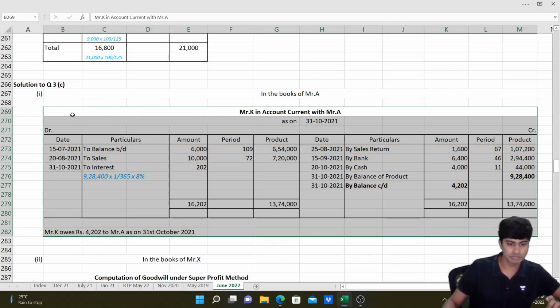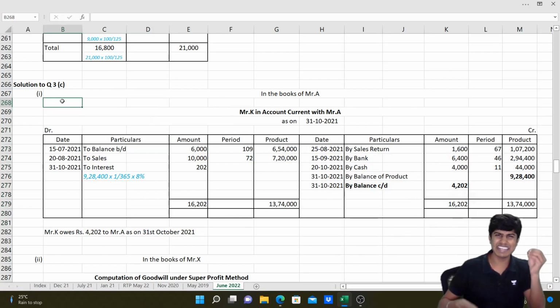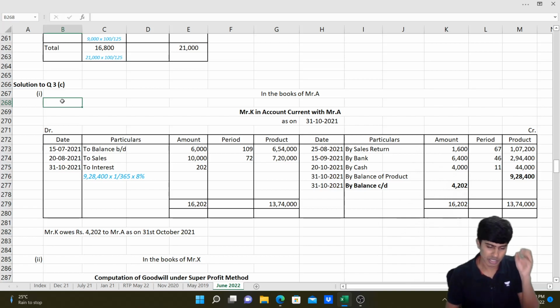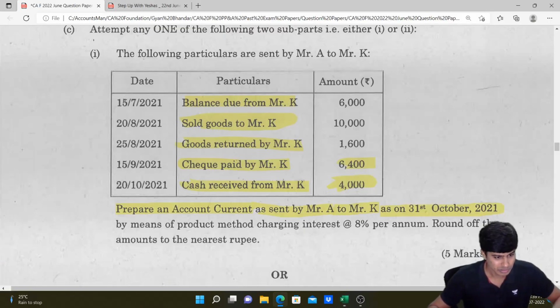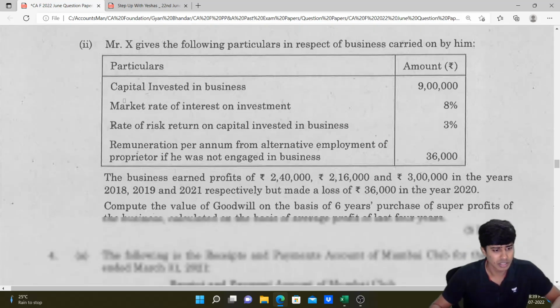I hope you understood. Like I mentioned before, any doubts, smallest of the smallest doubts, please reach out. I'll be more than happy to help you people. So can we go to 3C2? Let's go to 3C2. What's there in 3C2?